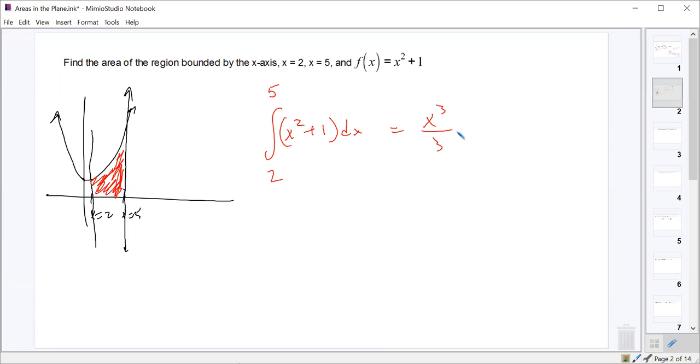Should be very easy. X cubed over 3 plus x. And we need to evaluate it from 2 to 5. So we'll plug those in, giving us what, 125 thirds plus 5 minus 8 thirds plus 2. And what does that end up giving us?